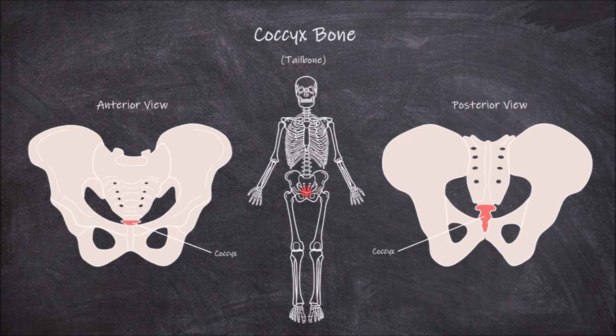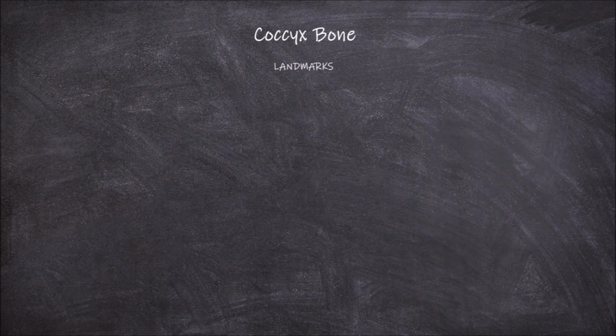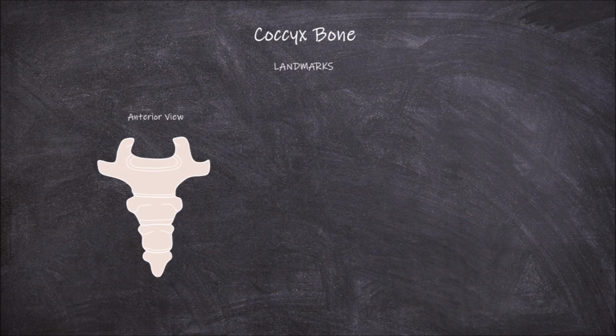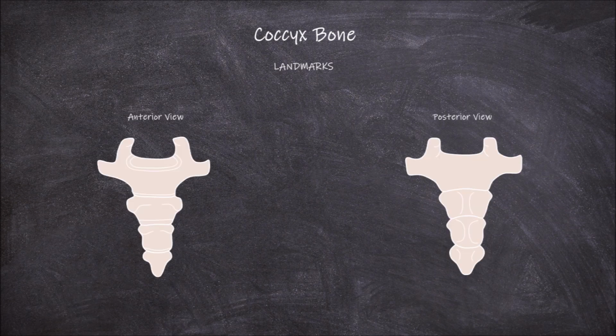Now we're going to look at the different landmarks and features of the coccyx bone. Here we have the anterior view and the posterior view of the coccyx bone. This bone is triangular in shape and is often asymmetrical. It is formed by the fusion of 3 to 5 vertebrae.